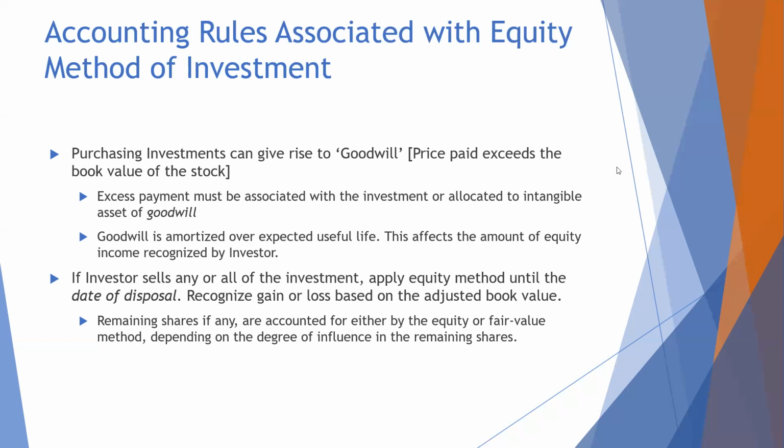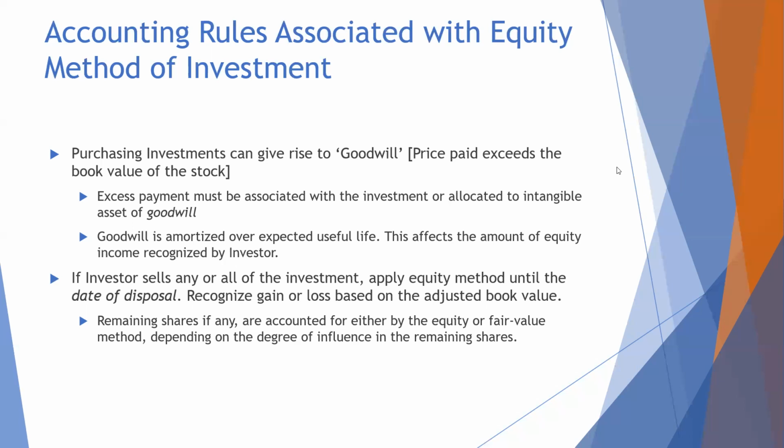Now, if the investor, the parent, decides to sell part or all of their investment, we apply the equity method until the date of disposal. So they may call out in the board of directors that at the end of the fiscal year, they intend on selling their shares of a subsidiary stock. We wait until the date of disposal to apply the equity method. So we want to go all the way up to that date, and then we recognize the gain or loss based on the adjusted book value at the date of disposal.